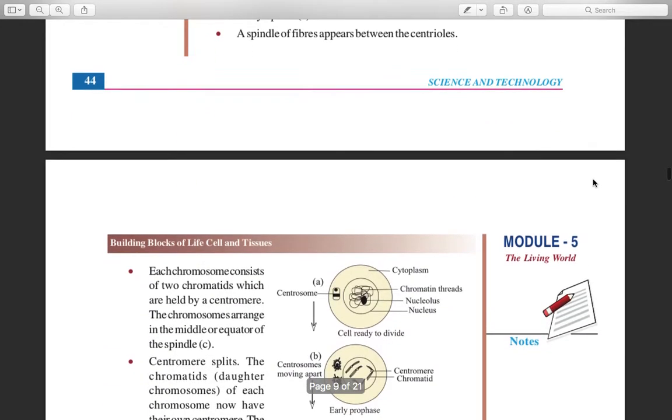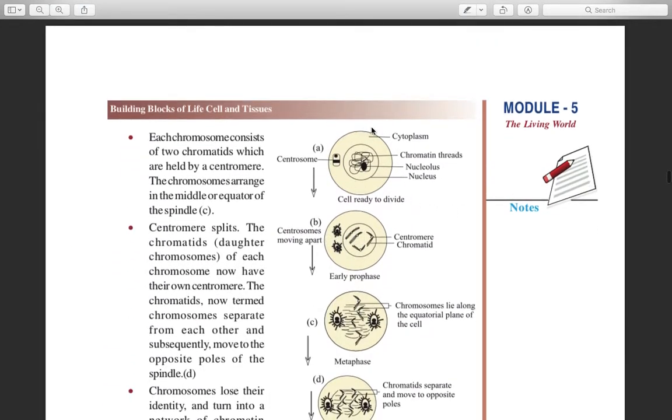So the first step is that we have a normal cell which is ready to divide, and we should know the general parts. This is called a centrosome, which we saw earlier, found in animal cell. And we have cytoplasm, the part other than the nucleus, and we have chromatin threads. I told you chromatin is DNA, the genetic material, combined with proteins. When the DNA is compressed, it further forms chromosome. This you have to remember.